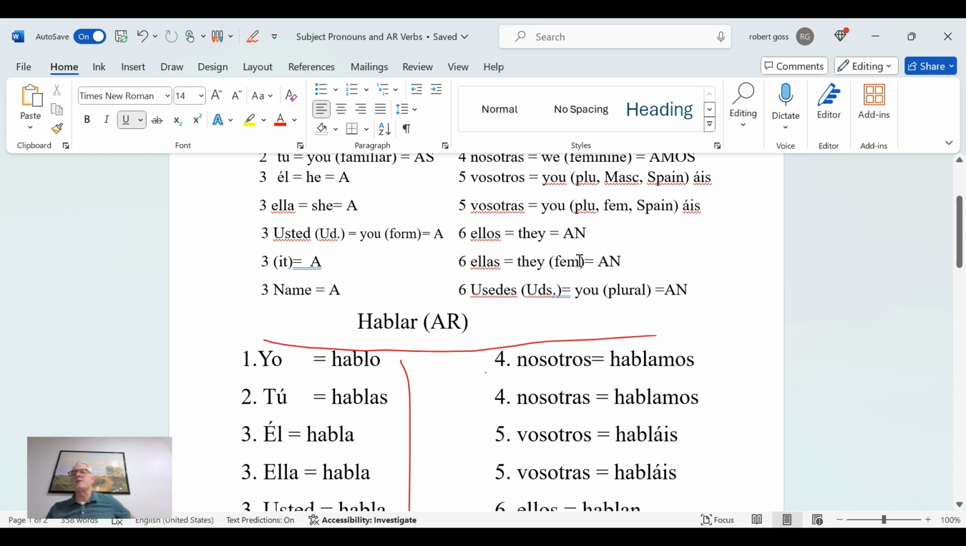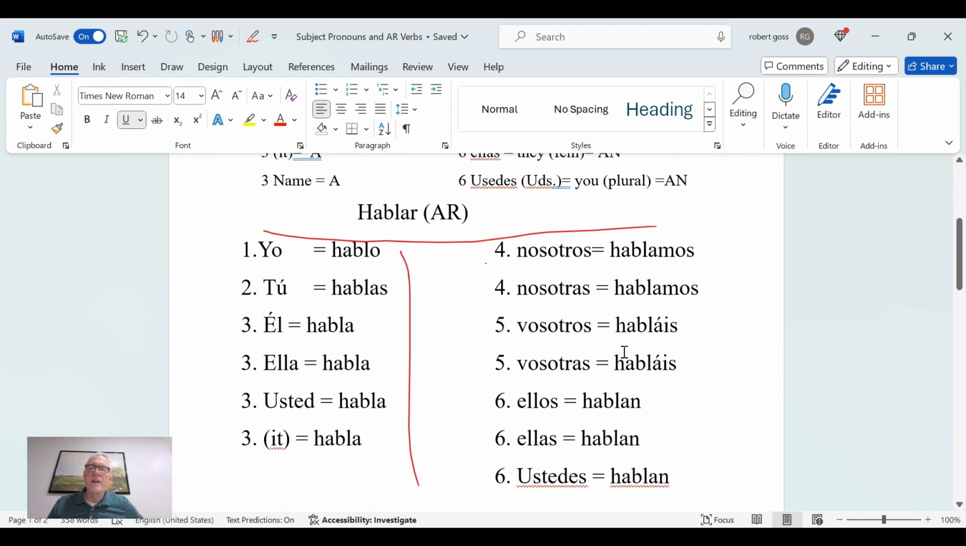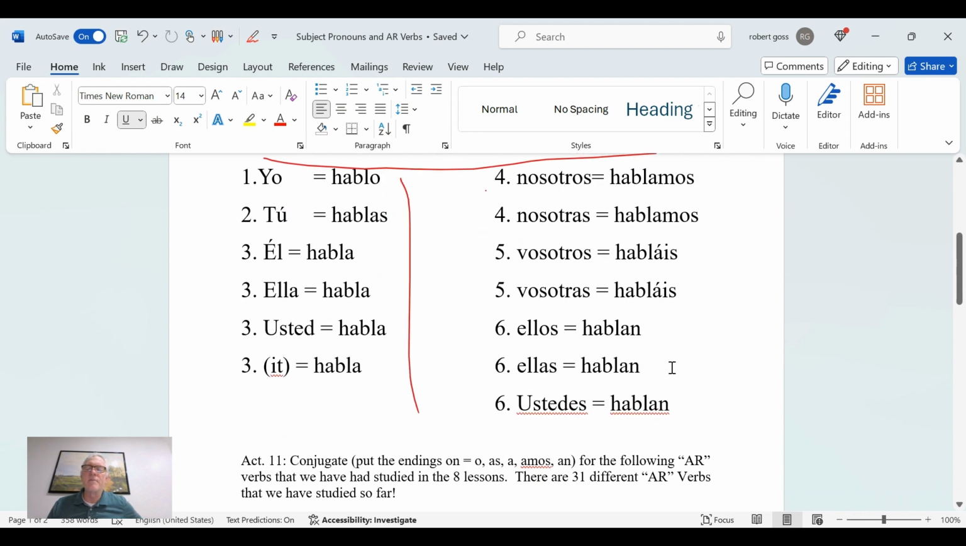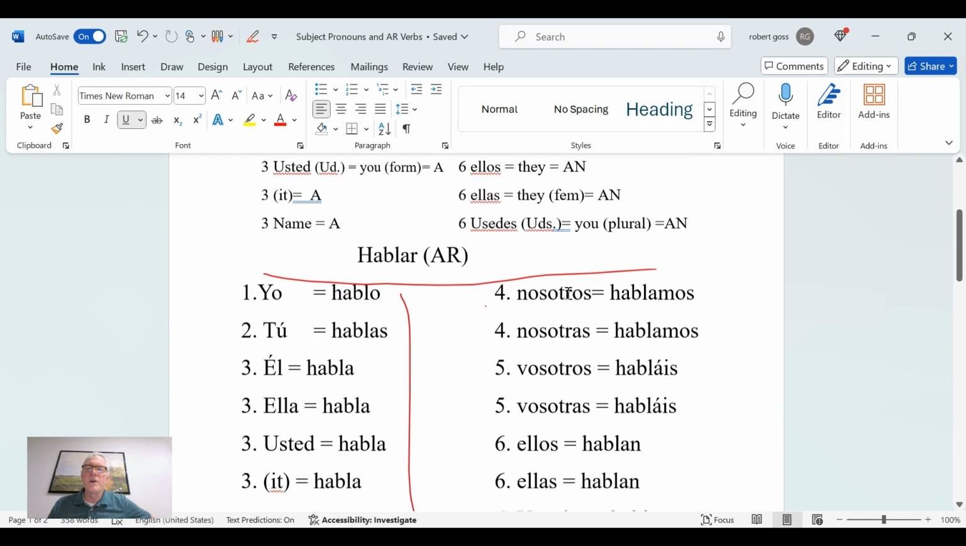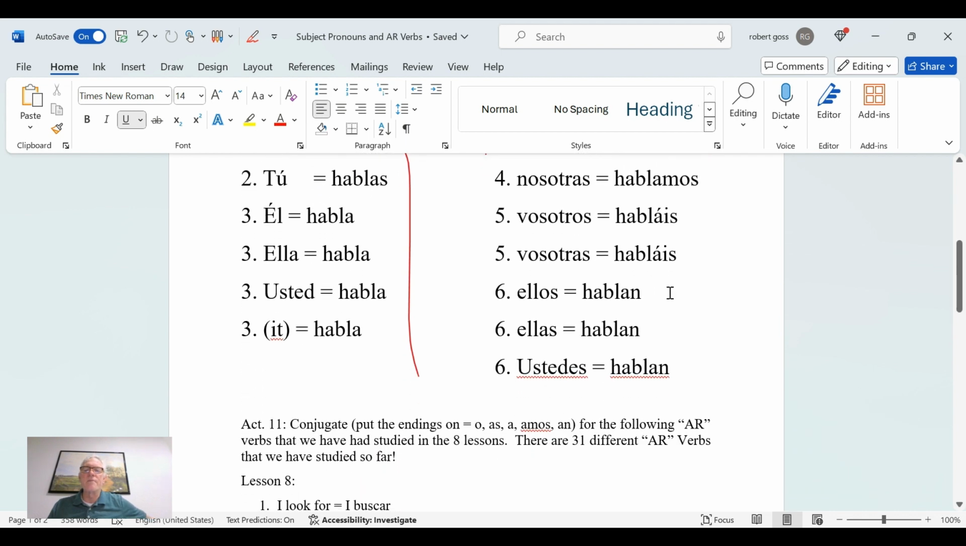So there's only girls in that group of they. They speak, we cross off the AR, we'd put an AN, ellas hablan. Finally, we have ustedes, all of you, you all, you plural. We cross off the AR, we put AN, and we would end up with ustedes hablan.